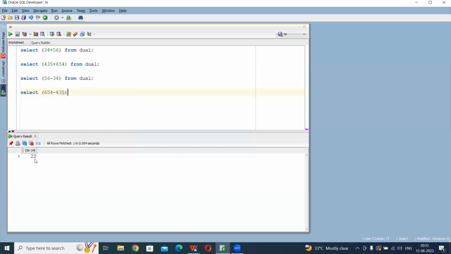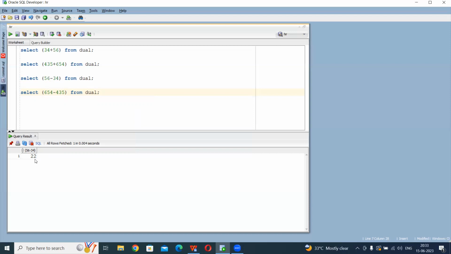I wanted to perform subtraction between those two numbers, so I have mentioned the same. After that, I have mentioned from clause. After mentioning from clause, I have given my table name as DL and terminated the query with a simple semicolon.